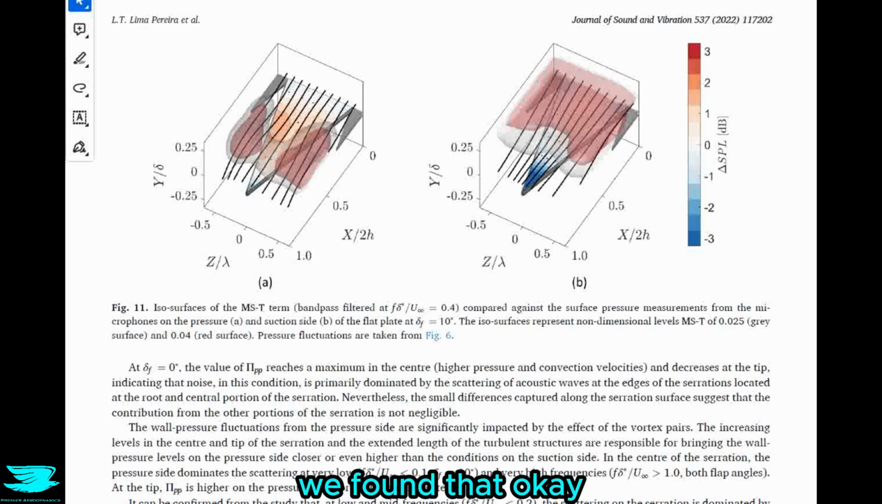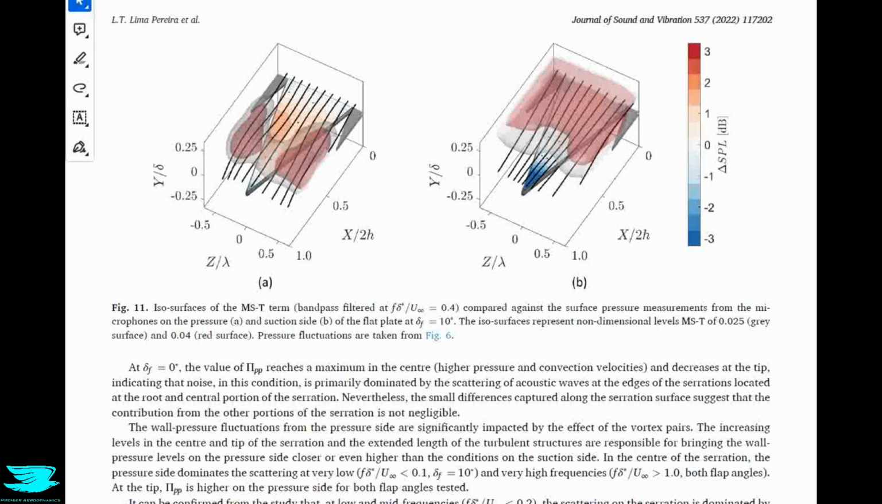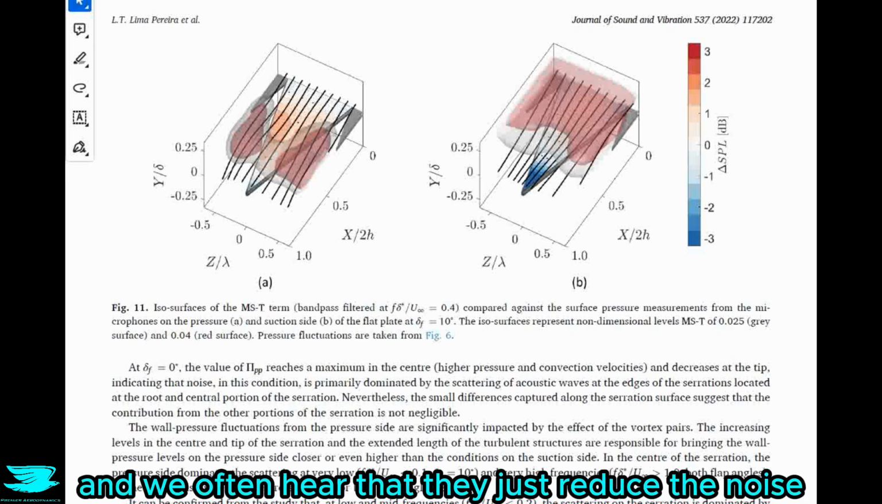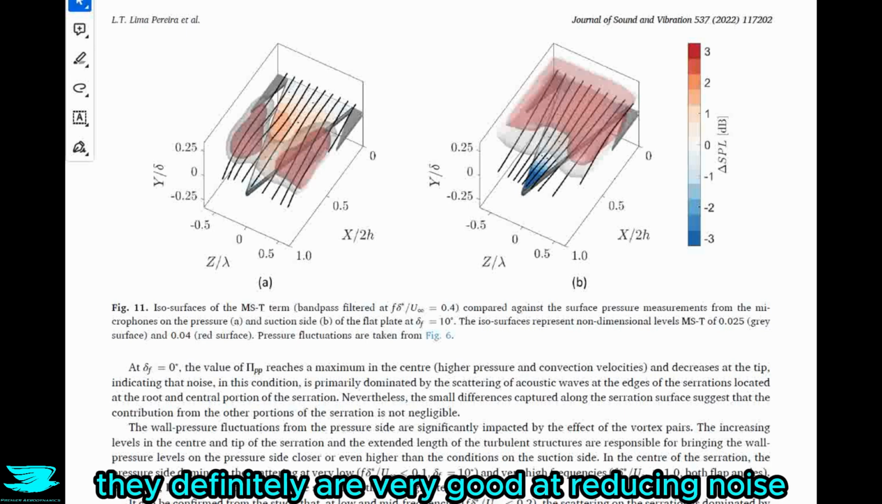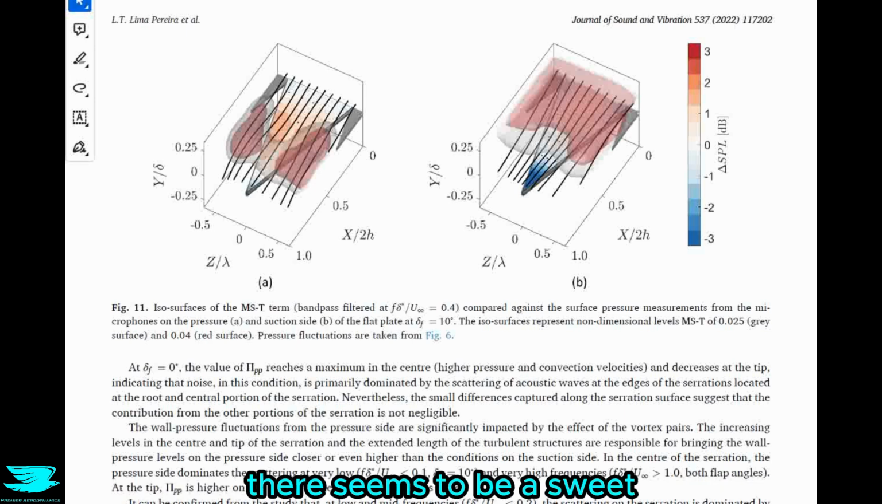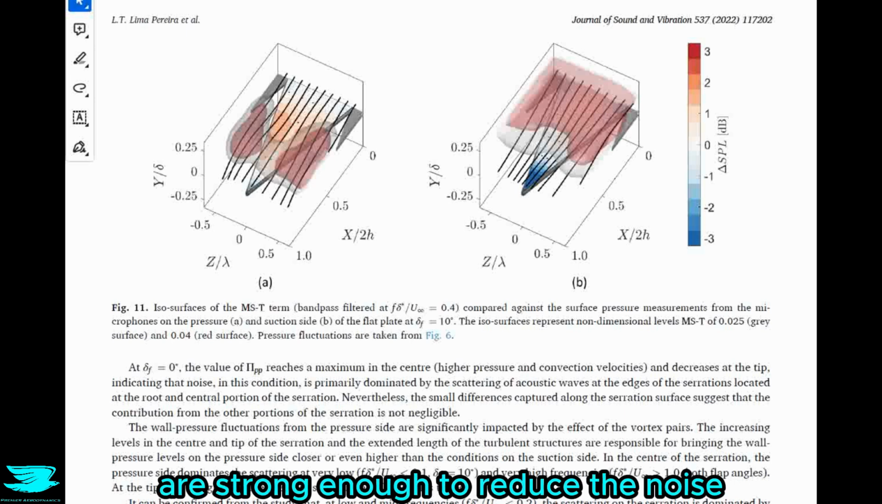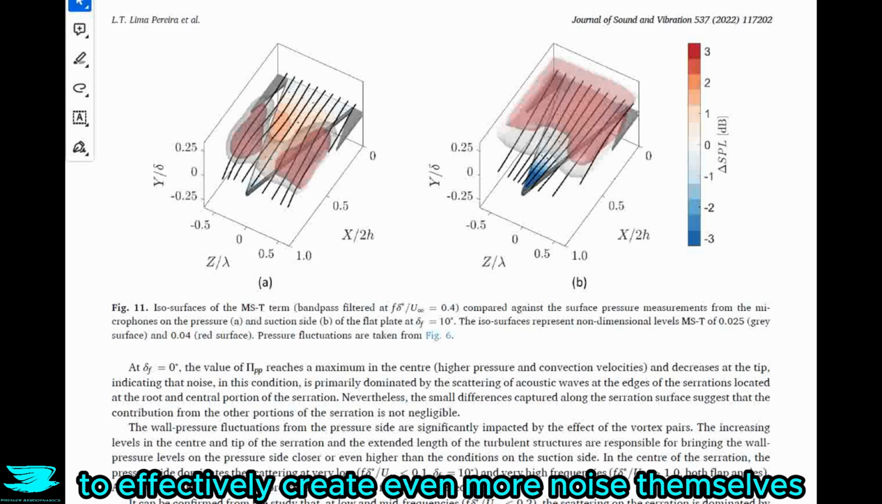So with that, we come to the end of this podcast. We found that our wings, these serrated edges, are very good at reducing noise, and we often hear that they just reduce the noise, but this study showed that while they definitely are very good at reducing noise, just adding serrations willy-nilly won't necessarily reduce the noise. What's more, there seems to be a sweet spot where the flow physics that the serrations create are strong enough to reduce the noise, but not so strong to effectively create even more noise themselves.